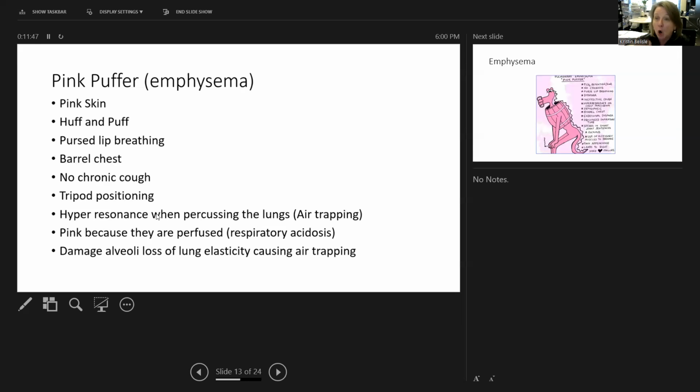Because of that, our bodies are going, we need to breathe. We've got to get this air out. It's air trapping, and so we'll start to huff and puff. We're going to blow, as you can see, because we're trying to blow off the CO2. We're trying to get rid of the air that's wanting to trap.